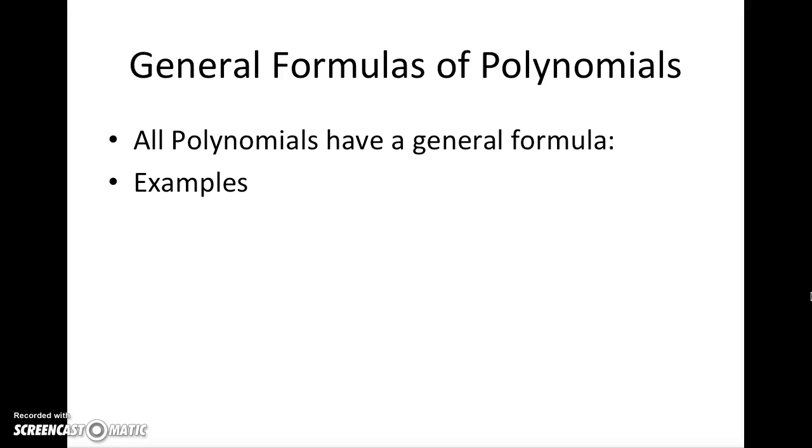Before we do that, though, we kind of have to know a little bit about the general formula of polynomials. So all polynomials have a general formula. Let's look at some examples so you understand what I mean.